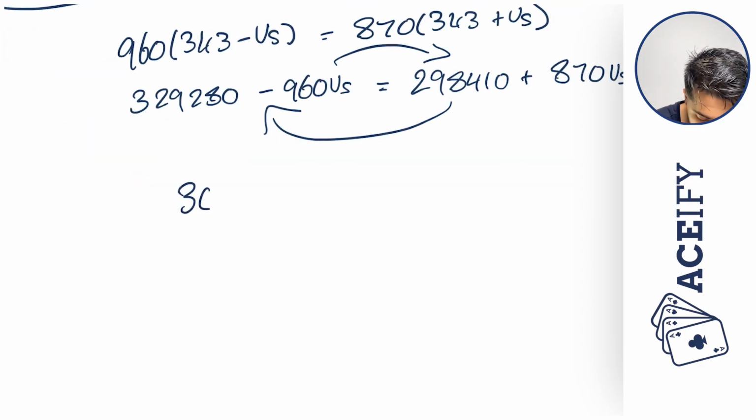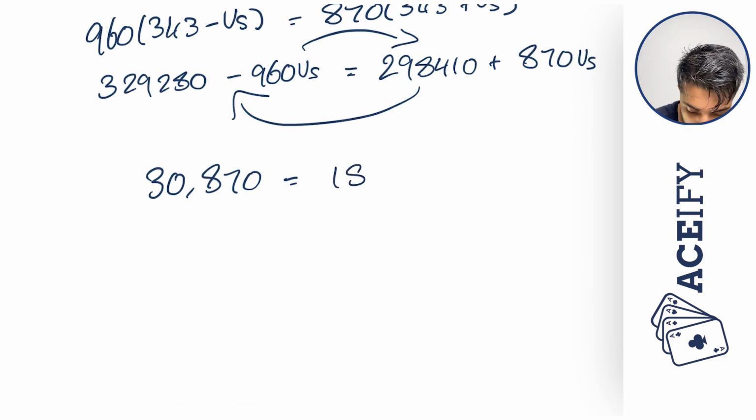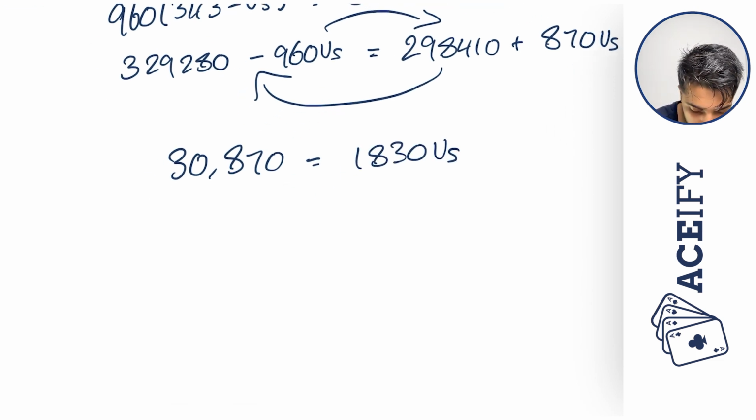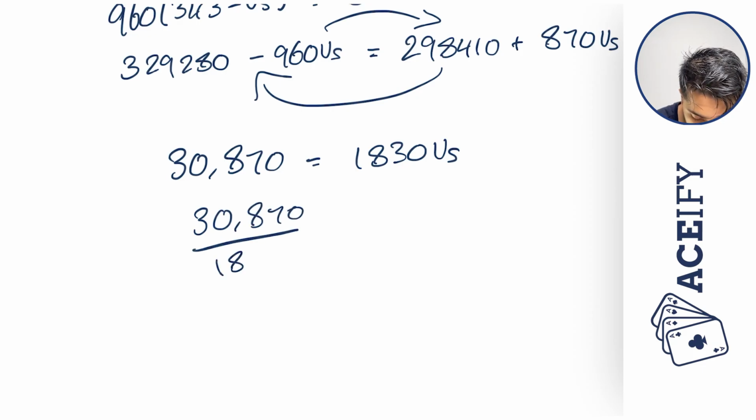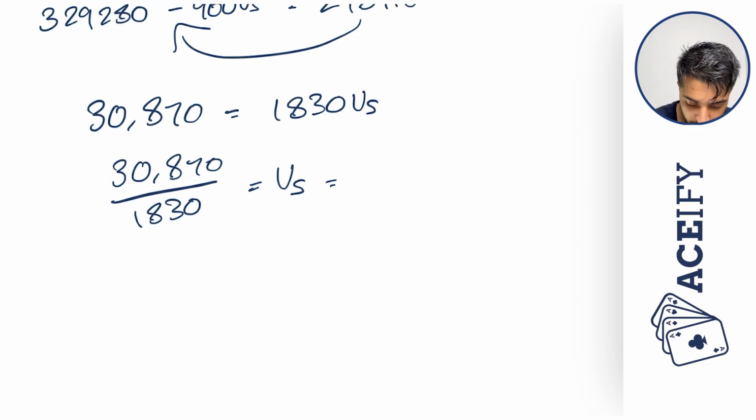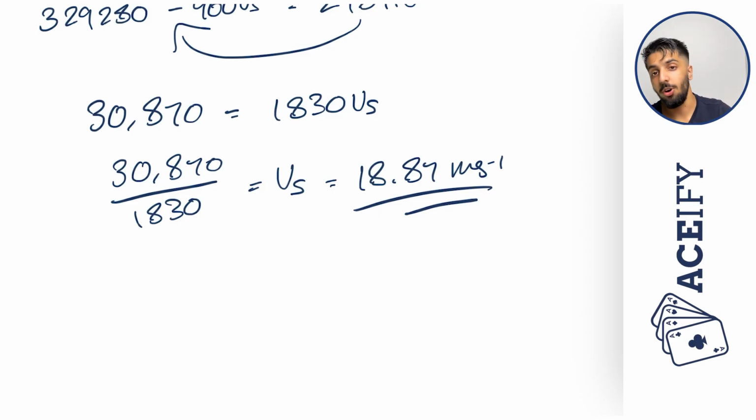And we get 30,870 is equal to 1,830 Vs. And so therefore 30,870 all over 1,830 is equal to Vs. And this gives us a source velocity of 18.87 meters per second. And that is the velocity of the ambulance.